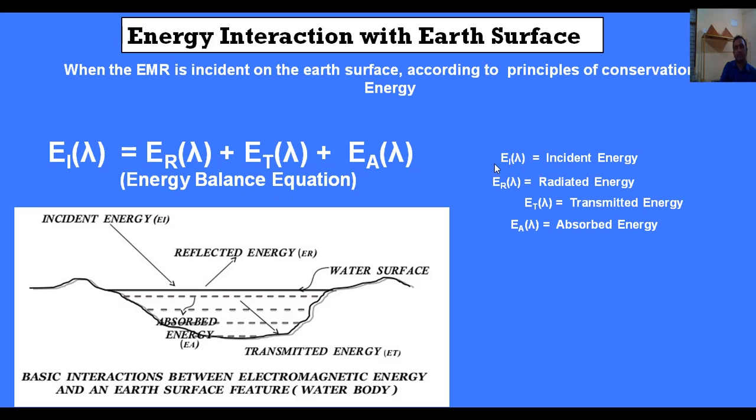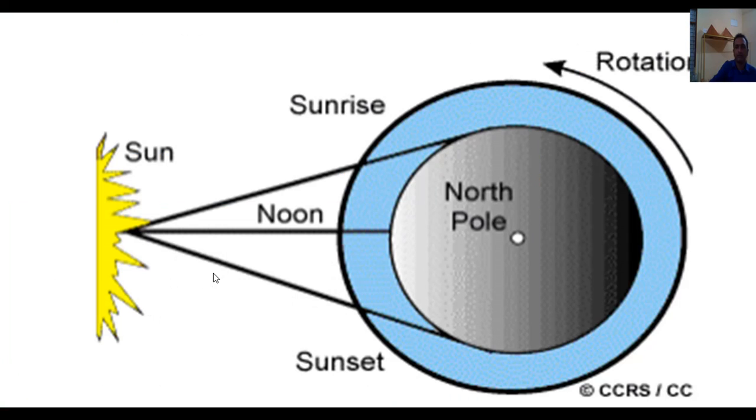So, incident energy; E suffix r is a function of lambda, the reflected energy; E suffix t is a function of lambda, the transmitted energy; and E suffix a is the absorbed energy. So, some radiation is incident, some is absorbed, some is transmitted, and some is reflected from the earth surface. This is the energy.